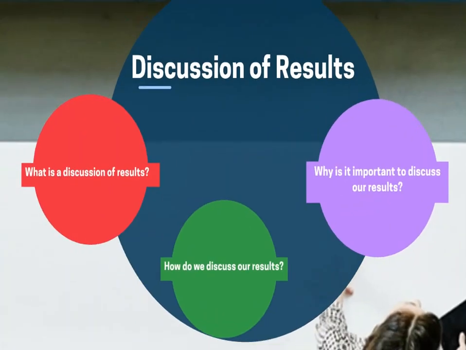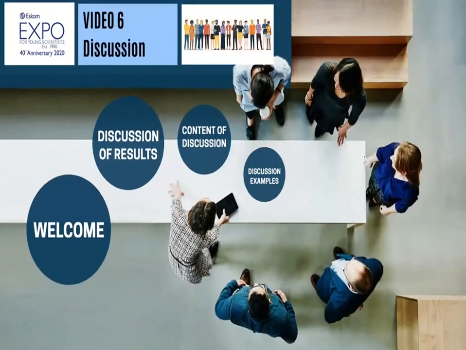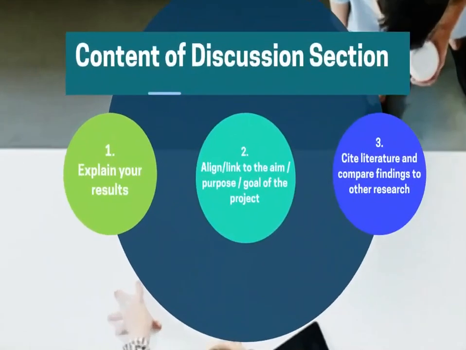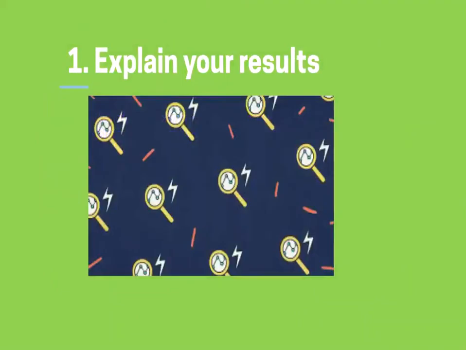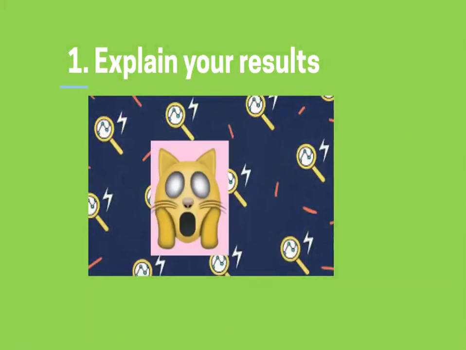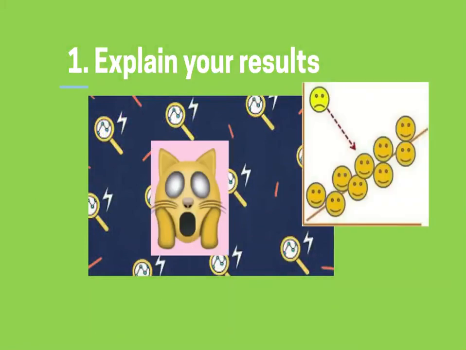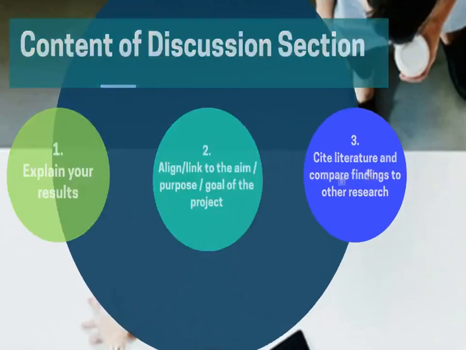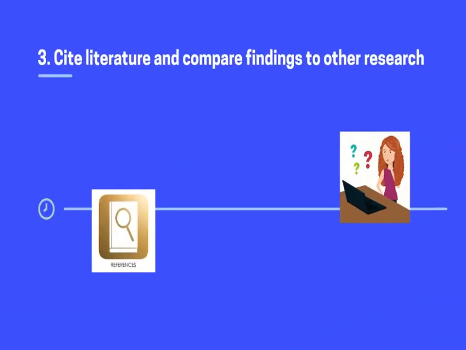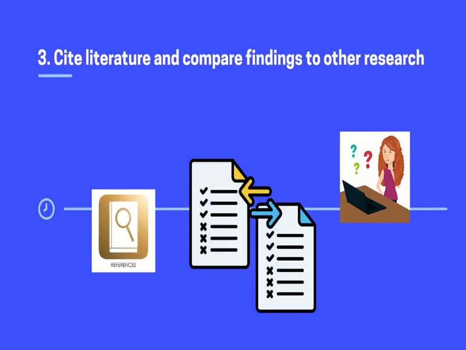For the content of your discussion, firstly, explain your results. Explaining your results can include identifying and explaining patterns and trends in the results, stating whether results were expected or not, and explaining outliers or unexpected results. Discussion must be aligned and linked to the aim, purpose, and goal of the project. Finally, cite literature and compare findings to other research. How are your results similar or different to those of other researchers? Discuss such differences.